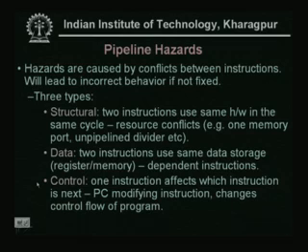Now, there are some problems associated with pipelines. Normally, we call them hazards. These are some problems to be tackled when we use the pipeline architecture. Hazards are caused by conflicts between instructions, which will lead to incorrect behavior if not fixed.